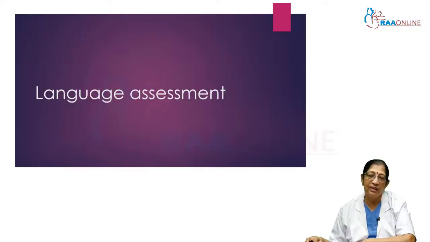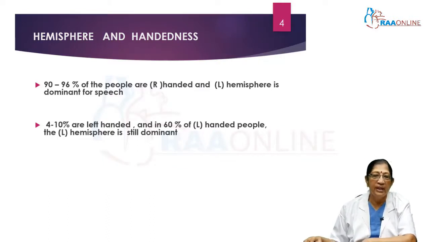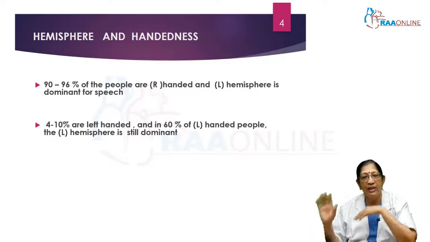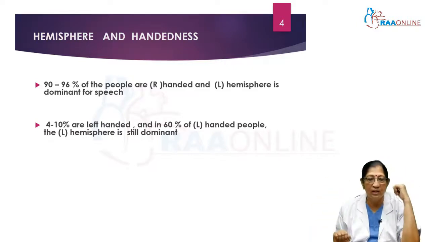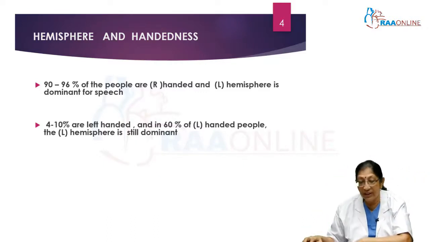So, when you start your language assessment, you should know the handedness of the person. The hemispheric dominance and handedness are connected. In right-handed people, 90 to 96% have a left hemispheric dominance, right hand, left hemispheric dominance. Among left-handed individuals, 60% still have a left hemispheric dominance and about 40% of them have a right hemispheric dominance.